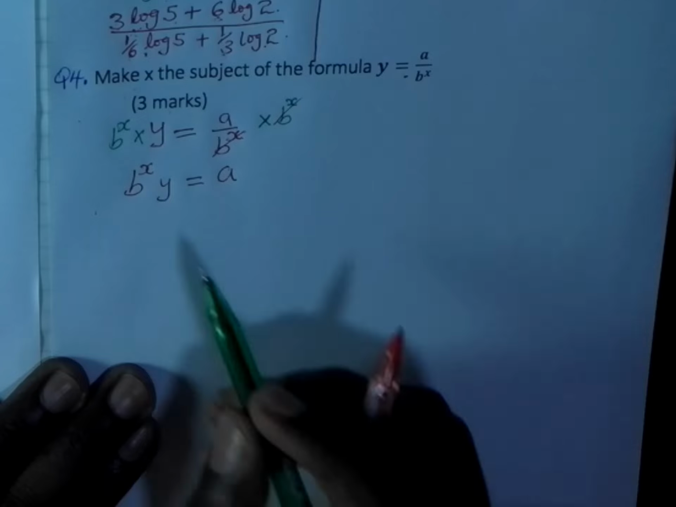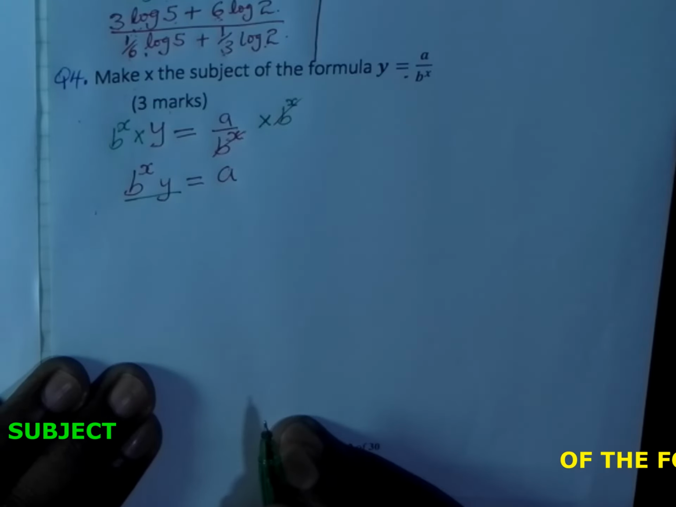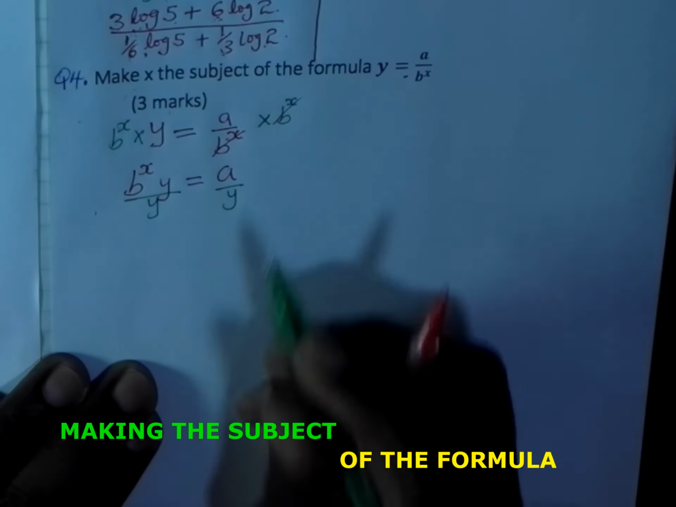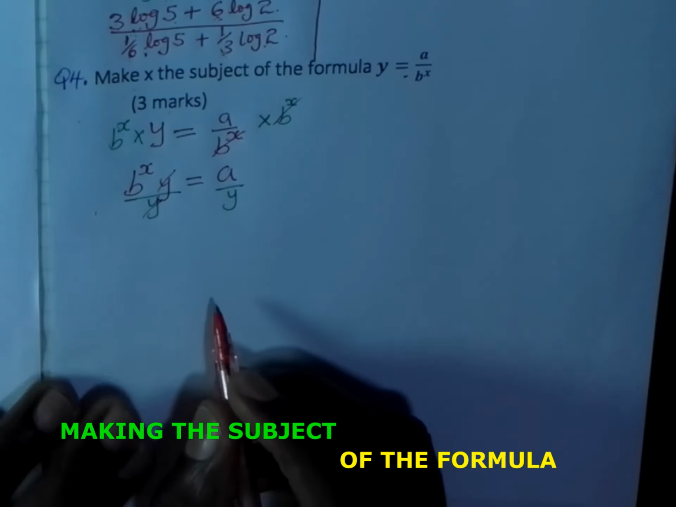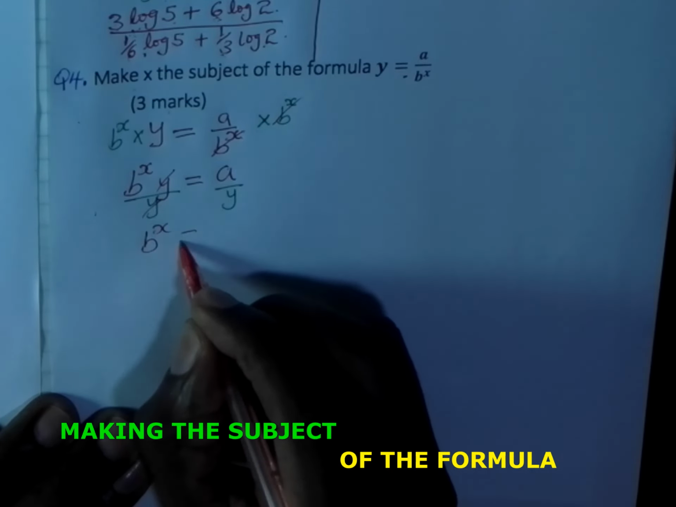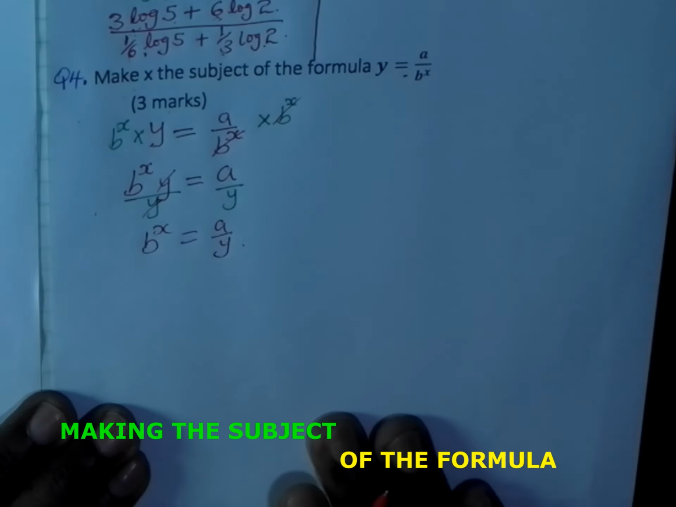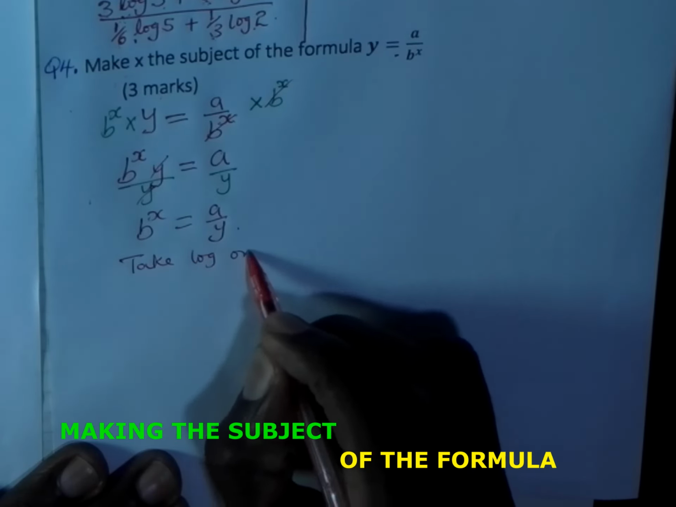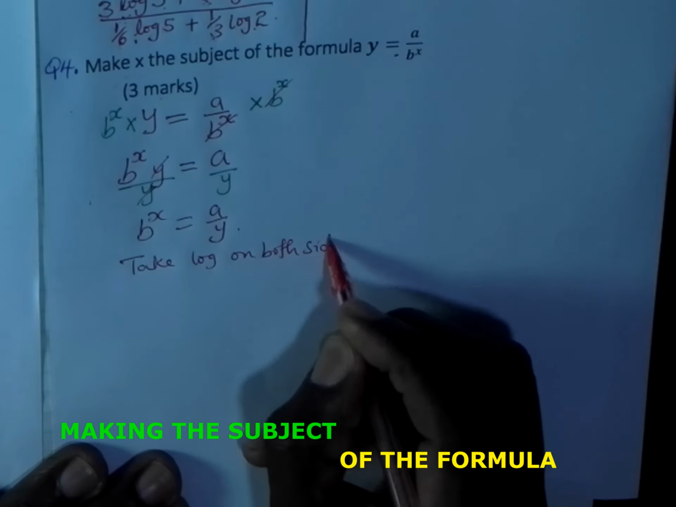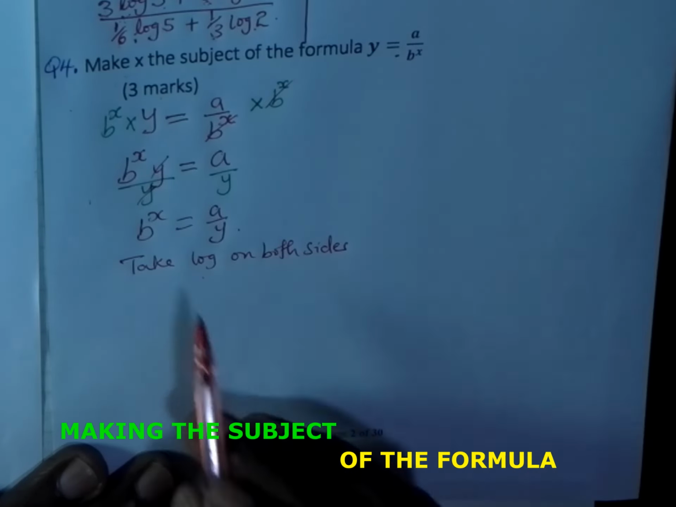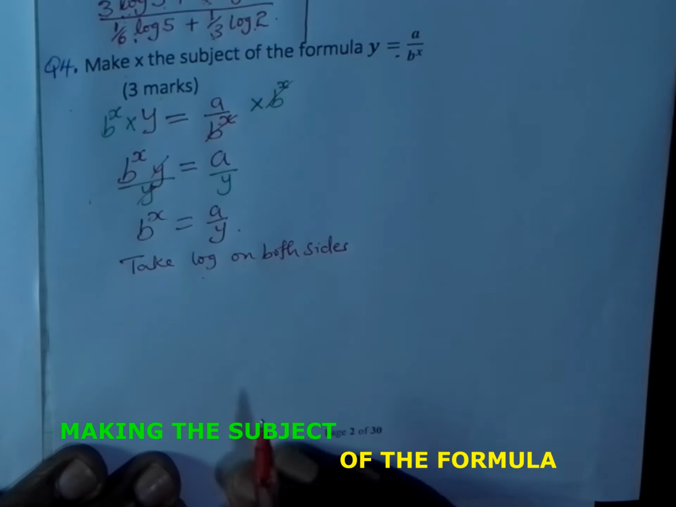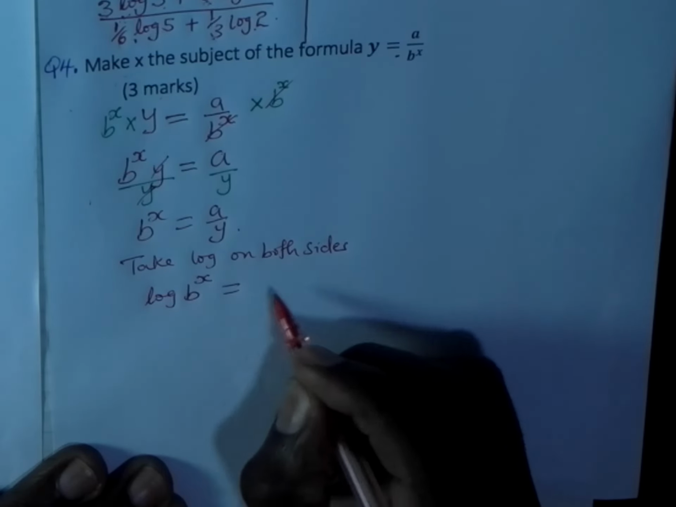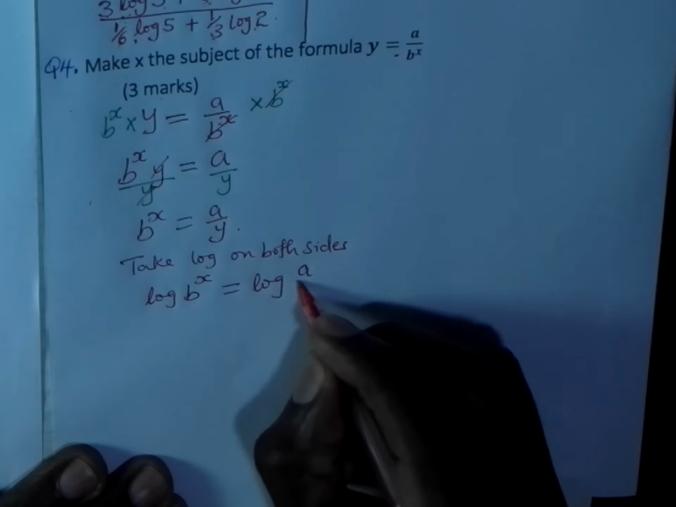Then again, we divide both sides by y. So y and y will cancel. So we have b raised to x is equal to a over y. So we need to take logarithm on both sides. Since here we have an exponential value, this will be log of b raised to x is equal to log of a over y.